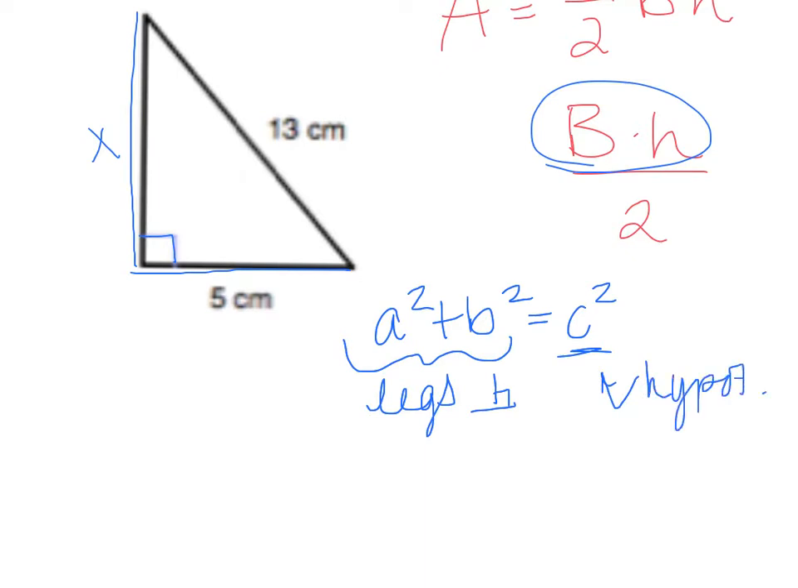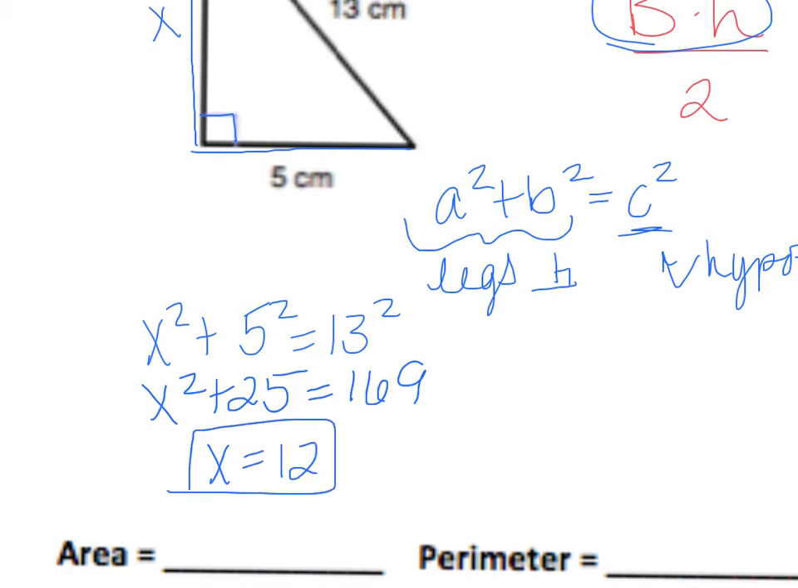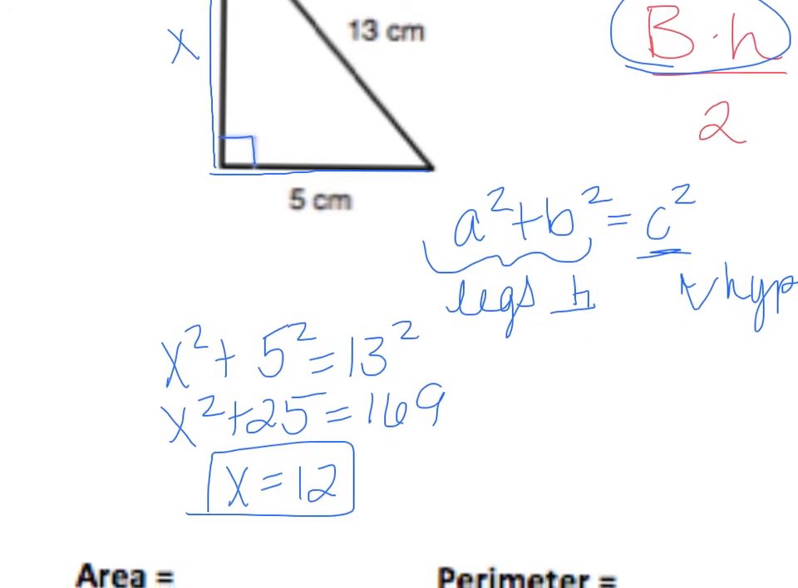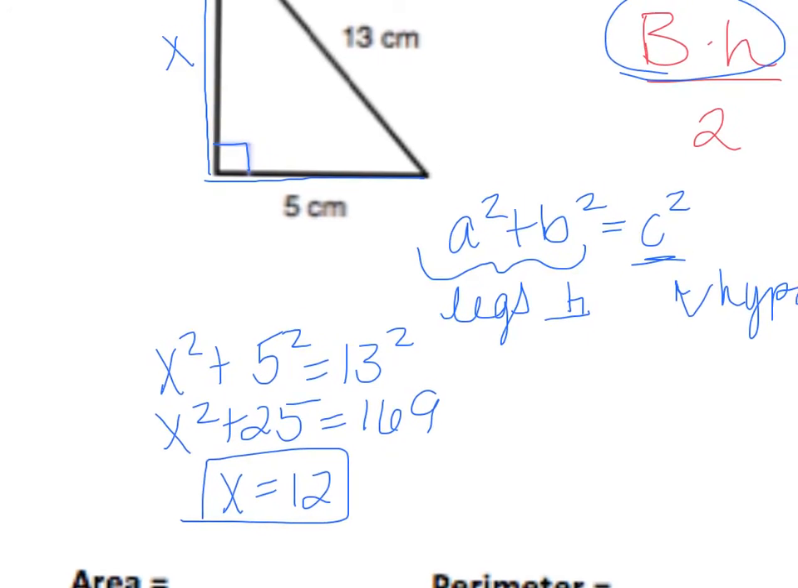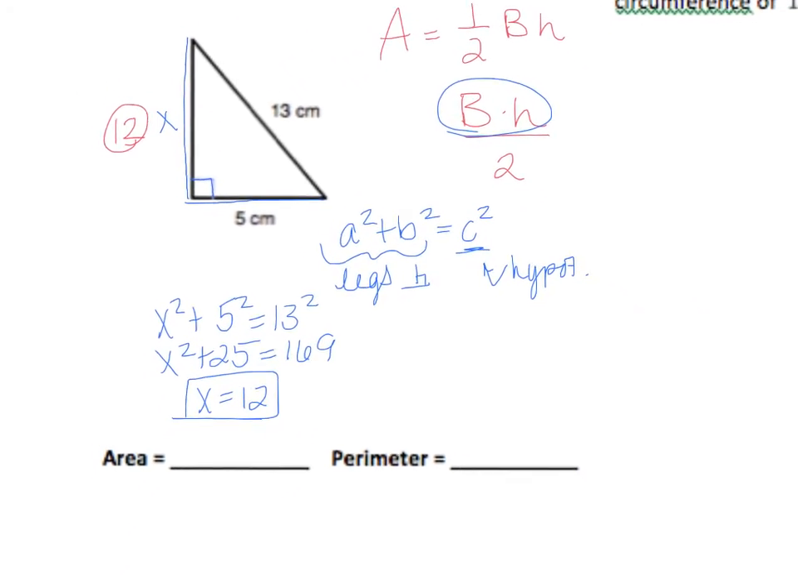So now that we can find out that last side, we're going to take x squared plus 5 squared equals 13 squared. And then you'd go through the calculation, so you'd take x squared plus 25 equals 169. You'll come out to have x equal 12. So now that I have x equal to 12, now I can go and find the area and the perimeter of the triangle.